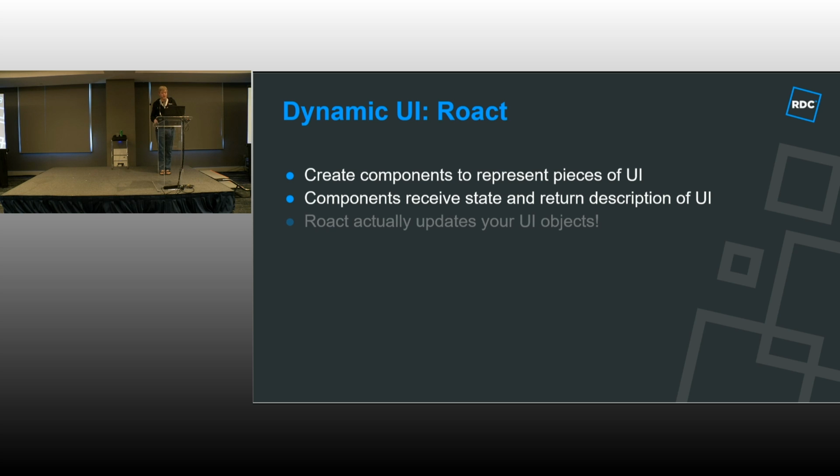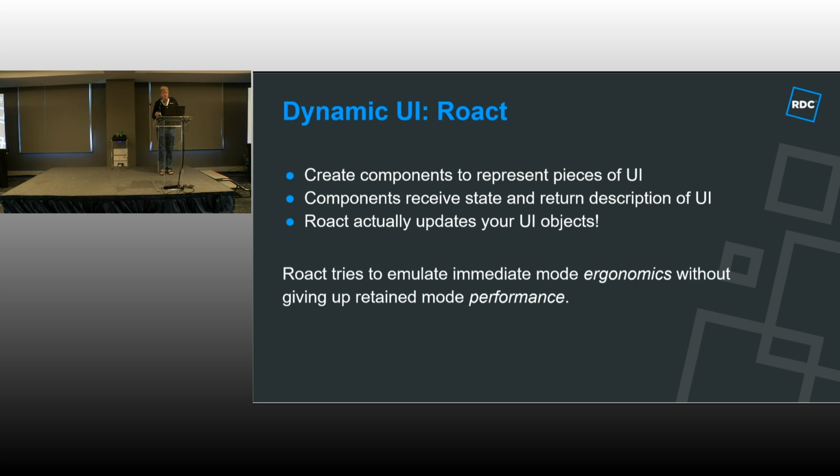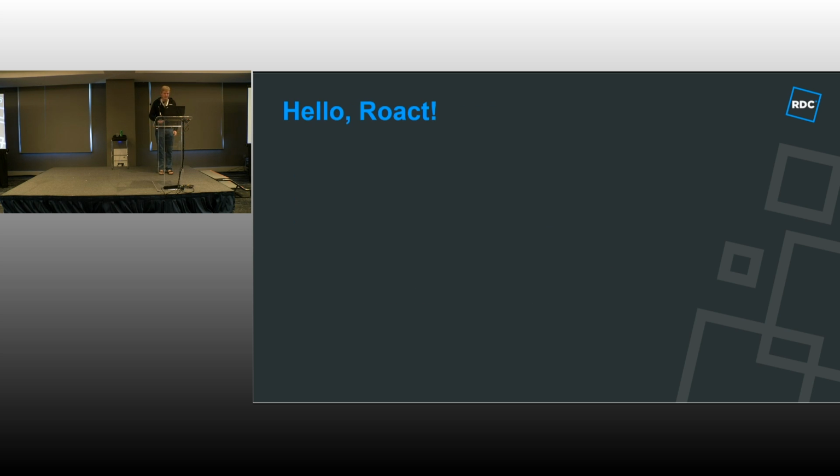It uses retain mode UI under the hood, and Roact actually will update your Roblox UI objects for you as efficiently as it can. There's a great white paper published by Facebook Engineering on this that talks about the algorithmic complexities involved and the trade-offs that you can make and heuristics you can develop for this. But in the end, Roact tries to pretend that it's an immediate mode framework. It's declarative without giving up any of the benefits of retained mode. But you don't have to deal with any of the bugs that come with retained mode UI.